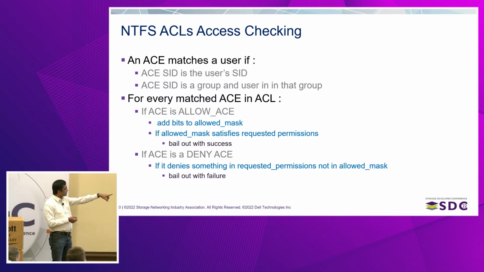If I were to summarize this access checking algorithm, the gist of it is this. You have an allowed mask variable, and it accumulates all the allow bits which match that particular CRED. Let's say it's a deny ACE, and the deny ACE denies a requested permission which is not yet allowed. Then the permission is immediately denied. The thing I missed is that if the allowed mask at any point satisfies all the requested permissions, it's an immediate allow. If the deny mask denies something which has not yet been allowed, then it's an immediate deny. So that's the summary of it.